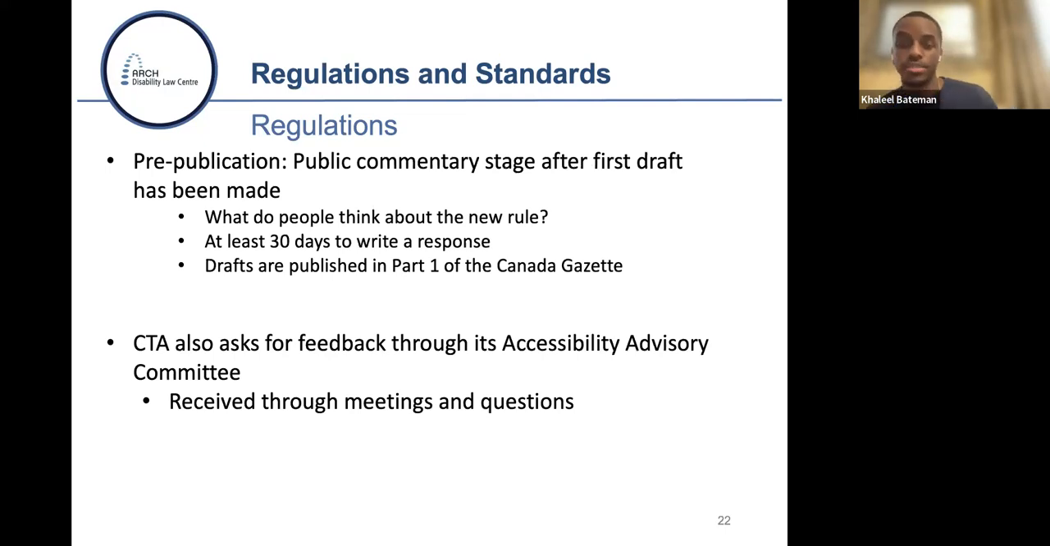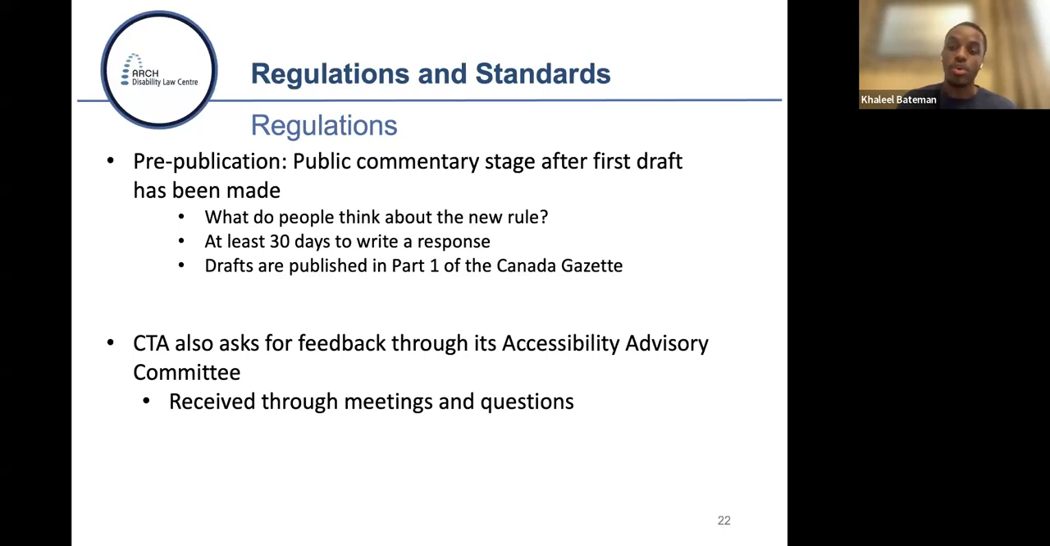Now, the second stage is called the pre-publication stage. This is where the public is able to provide commentary on the regulation after there has been a first draft made and the government or agency get the chance to see what people think of the new rule. Individuals have at least 30 days to formulate a response to the draft. The drafts are typically published in Part 1 of the Canada Gazette, which is the official newspaper of the Government of Canada, and it's published every other Wednesday. You can find publications of the Gazette on the federal government website.